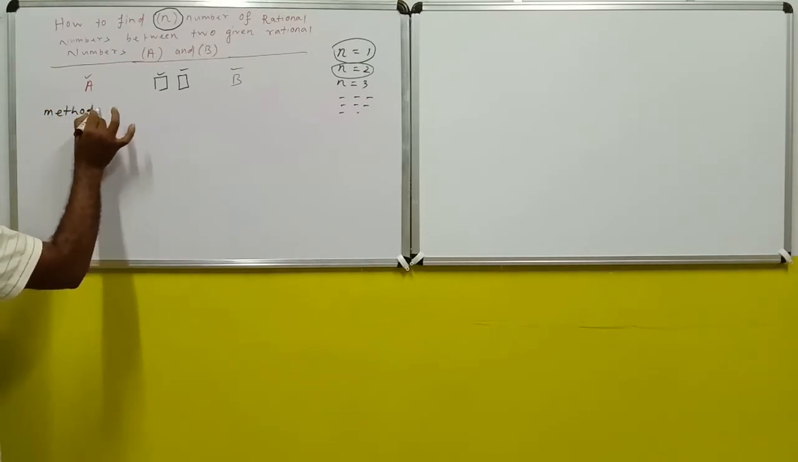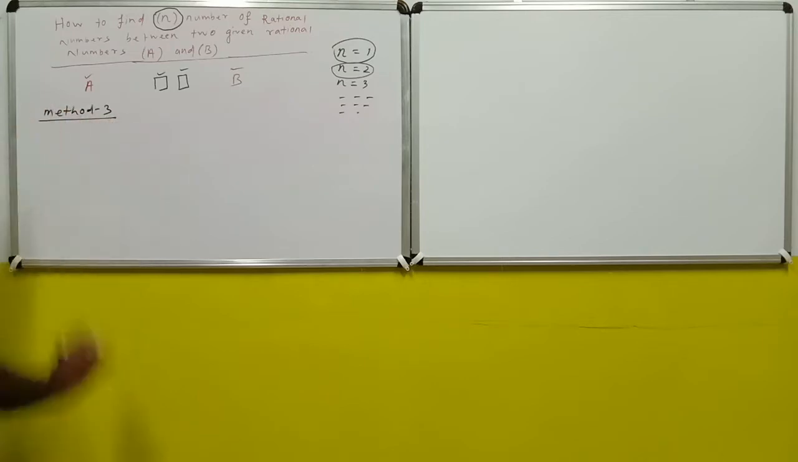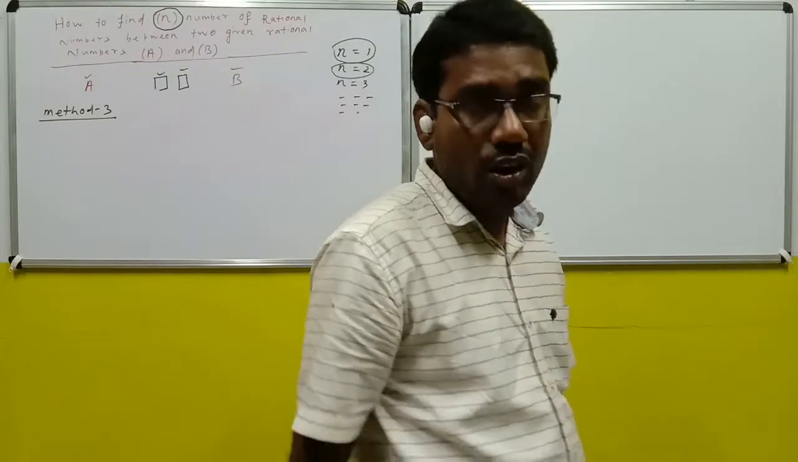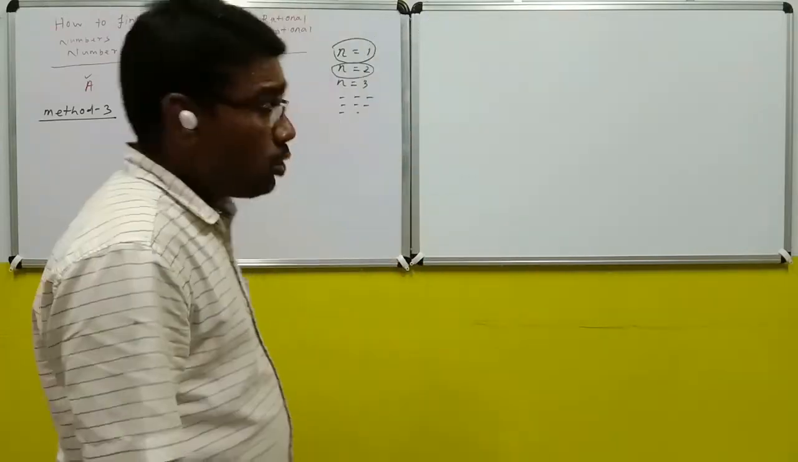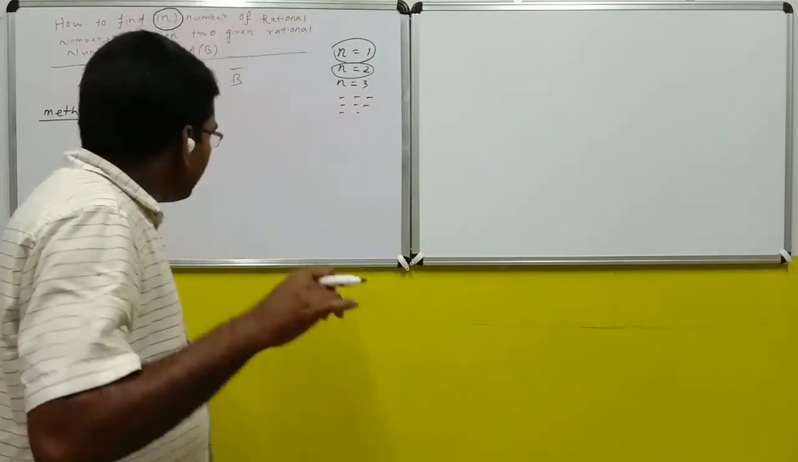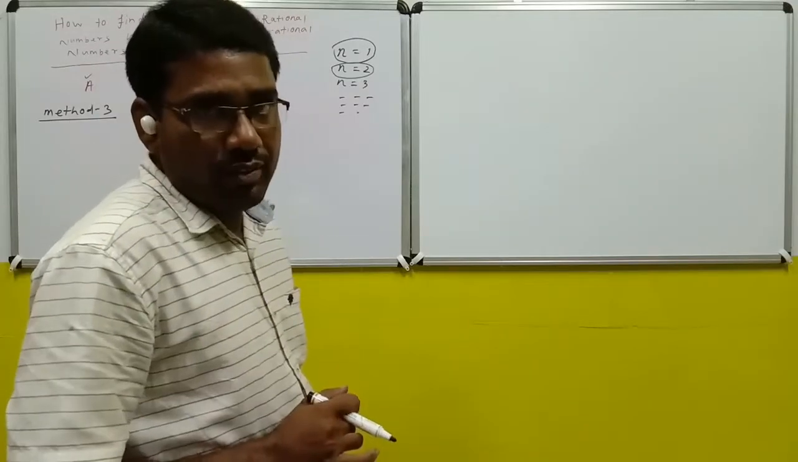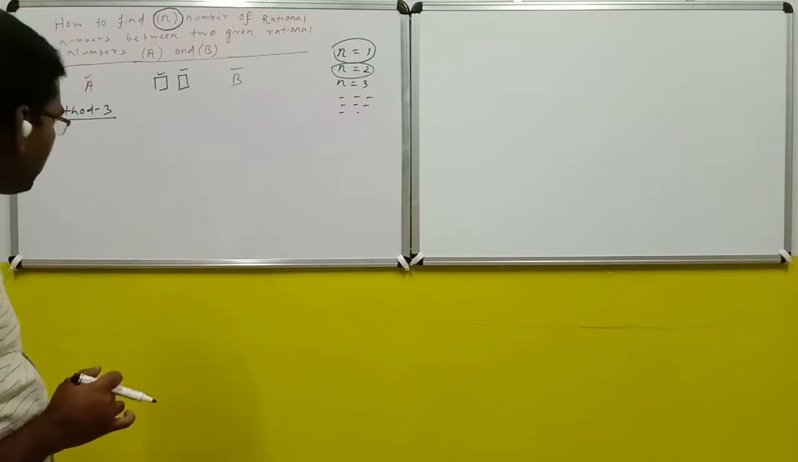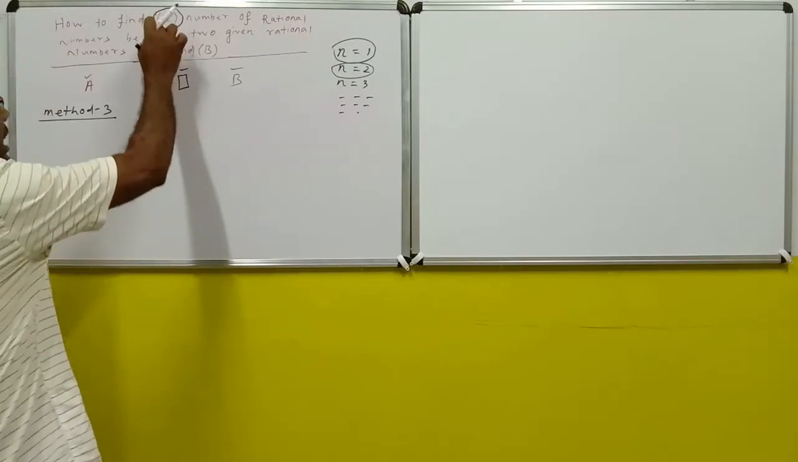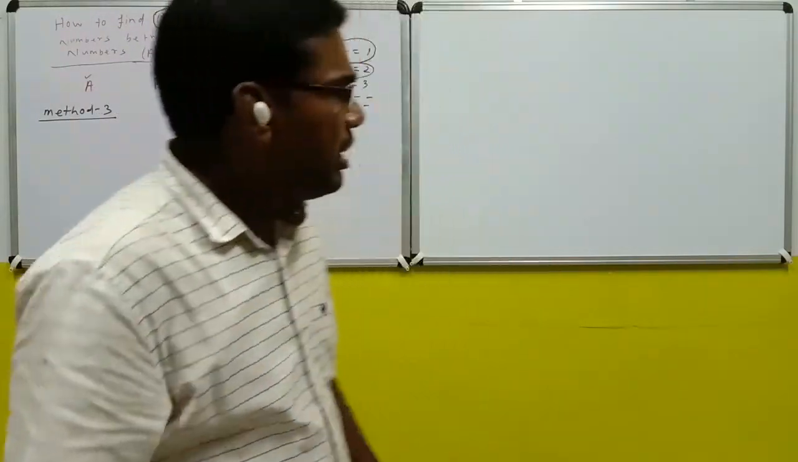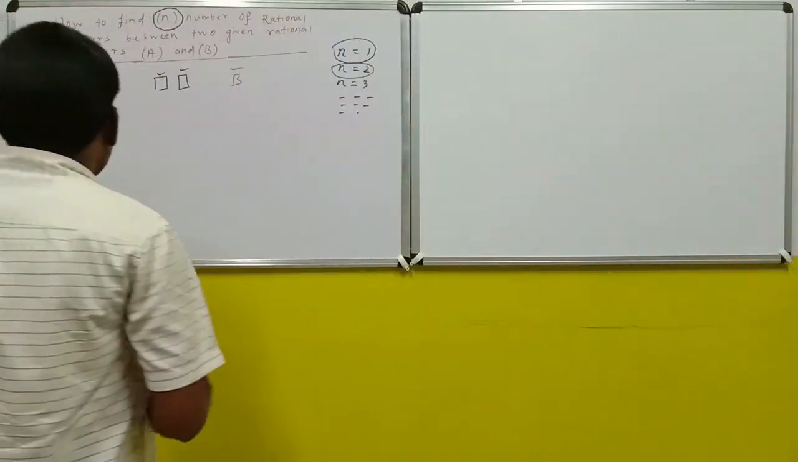Method 3. Already you have studied method 1 and also method 2 to find n number of rational numbers. But in today's class, you will study method 3 to find n number of rational numbers between your given rational numbers a and b. So let's start method 3.